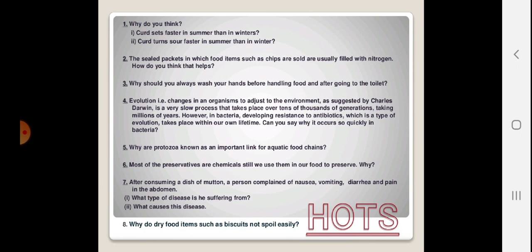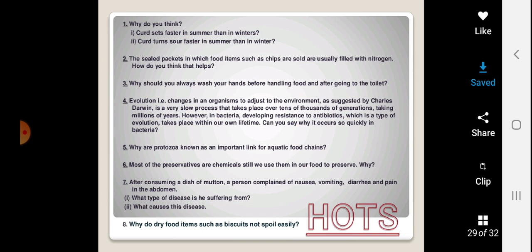Curd sets faster in the summer than in the winter, because, as you know, curd is set with the help of Lactobacillus bacteria. They work better in warm temperature. Curd turns sour faster in the summer than in the winter. Yes, because when you keep your curd out in the summer, the bacteria multiply, and the larger number of bacteria will turn your curd sour in taste. And in winters, their growth is quite slow. So in summers, your curd can set faster. Also, it can turn sour even faster than in winters.